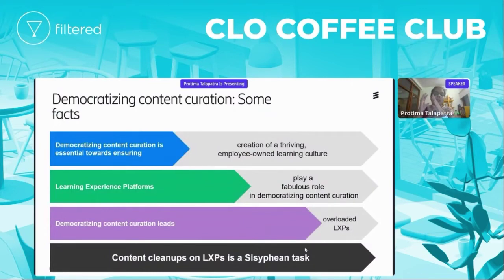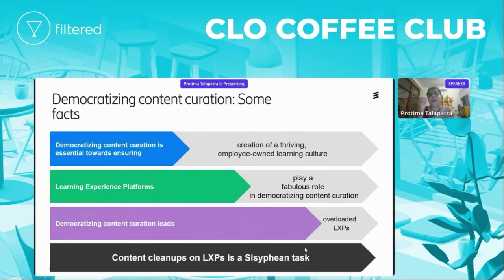I believe democratizing content curation is essential if you want to ensure a learning culture that is going to stay and thrive. David just talked about the influencer culture. Everybody wants to know and understand that you've arrived, you know what you do, you've put in so much time and effort, and why shouldn't others get to benefit from your knowledge? That's where learning experience platforms come in. They enable content curation, they enable the democratization of content curation.